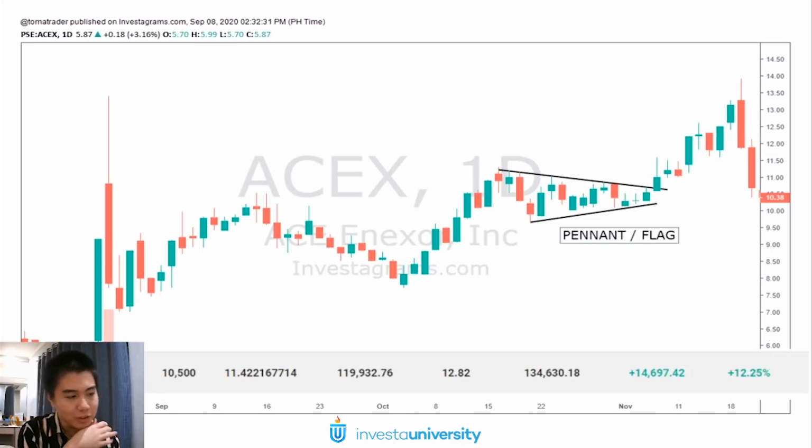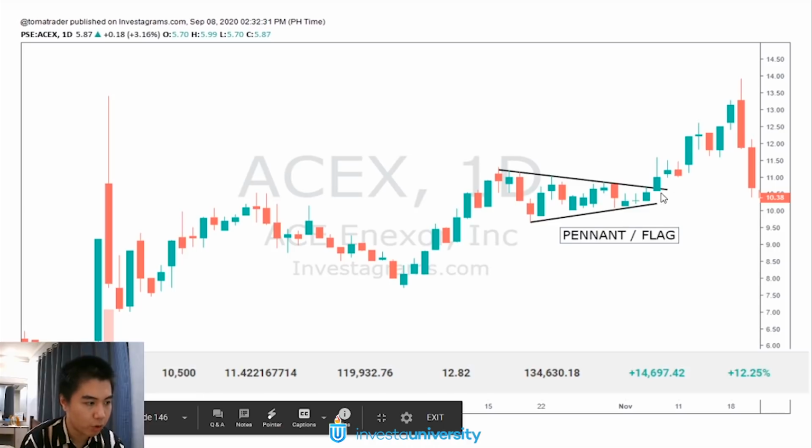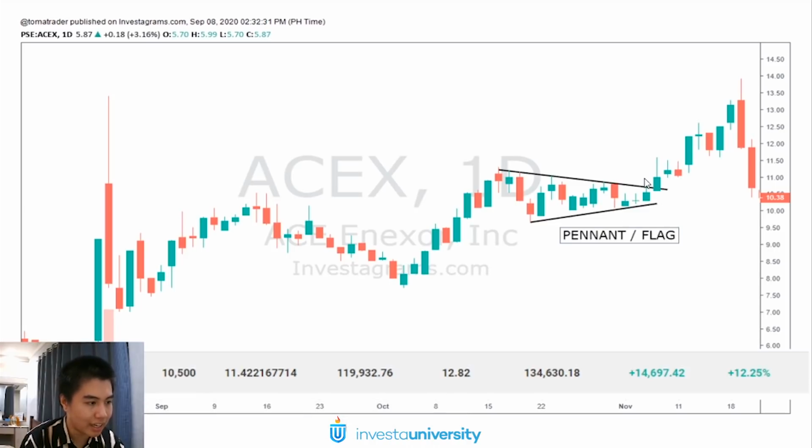And then, yan, ito personally, na-trade ko to. Itong pennant o yung flag. Kailan ko ba to na-trade? Nasa Investa na ata ako nito. Tapos yun, kumita ako, quick, 12%. Diba? So, paano ko to na-trade? So, basic lang, bought it on the breakout. Average ko, yan, 11.42. I think I added, ayun, I bought it here first and I added on the breakout here.